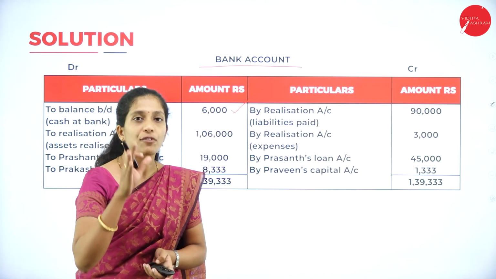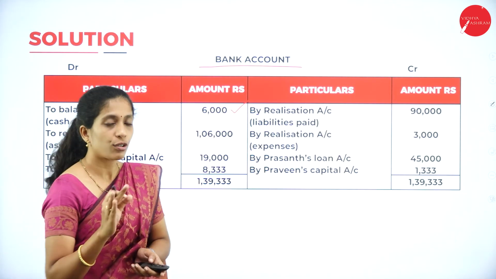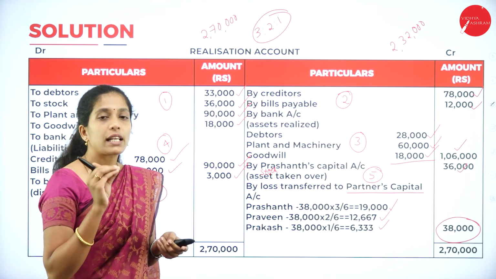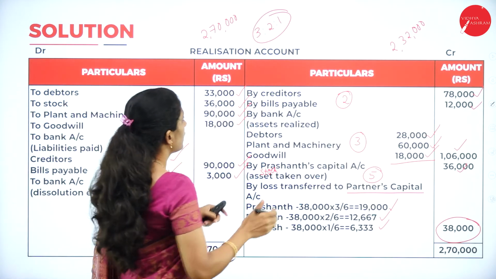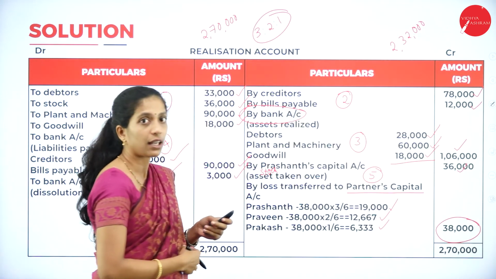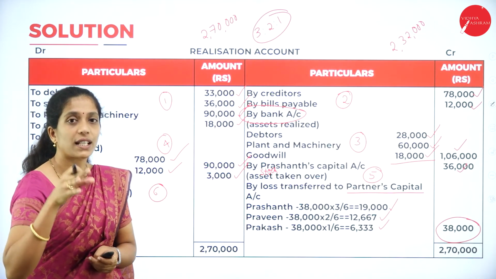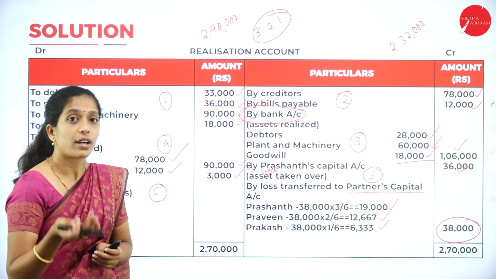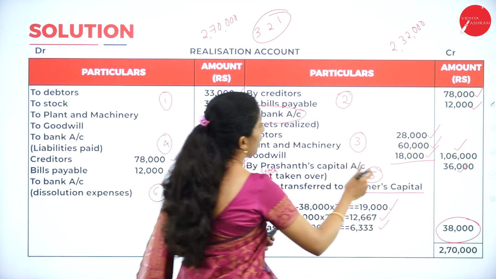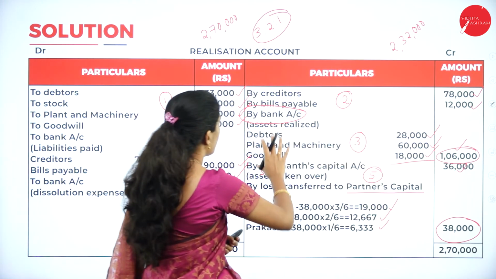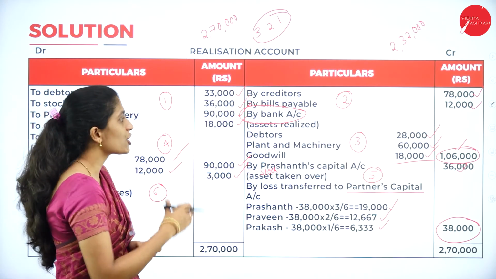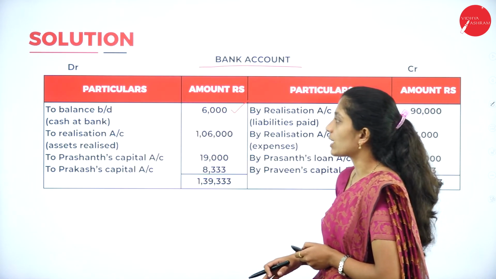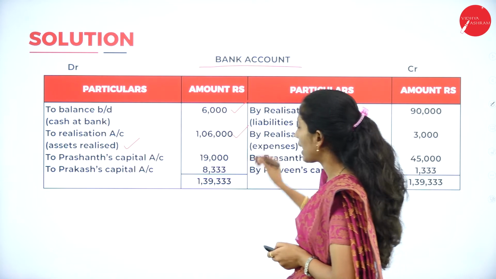Next, very easy, you have to see whatever accounts you have already prepared. Now go through the realization account first. In the realization account, on the credit side, check any amount which is transferred to the bank account. Here we have recorded by bank account. In the sense, for assets realized, we have transferred that amount to the bank account. So what is the entry? Bank account debit to realization account. So in your bank account, to realization account, how much? 1,06,000. That is the total of the assets realized. To realization account for assets realized, 1,06,000.